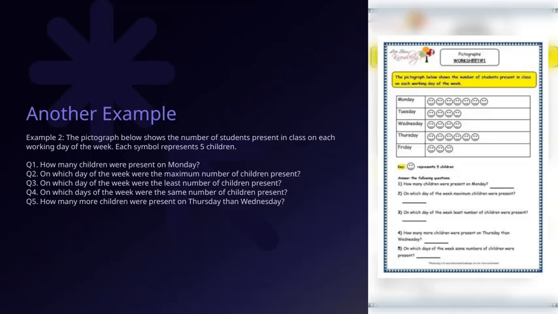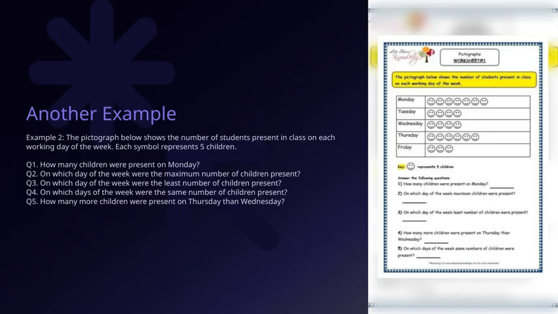All right, let's look at this second example. Here, we have a pictograph that represents the number of students present in class on each working day of the week. Remember, each symbol in the pictograph stands for 5 children. This visual makes it easier to compare the numbers quickly. Now, the first question asks, how many children were present on Monday? To find this, we just need to count the number of symbols for Monday and then multiply by 5.